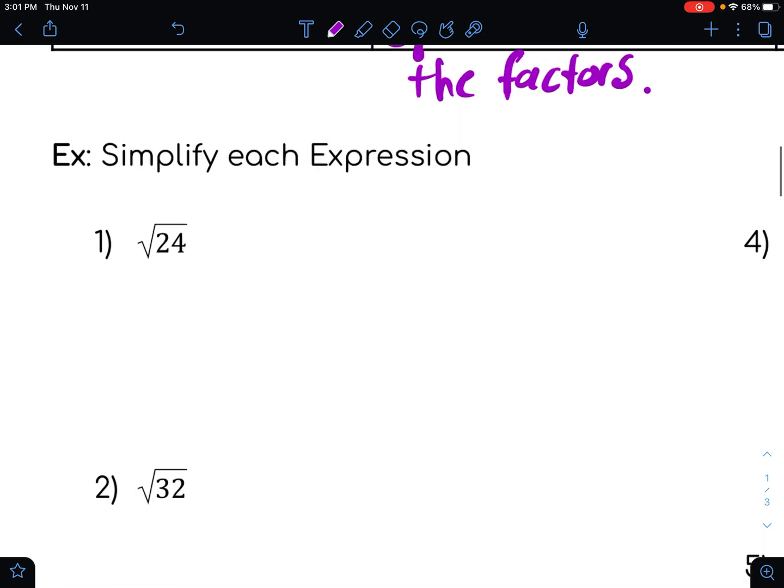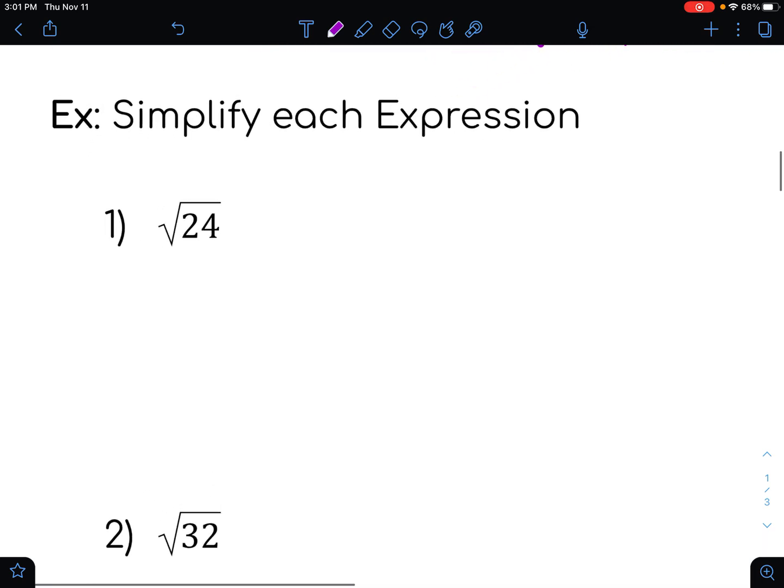So the main thing that you're looking for under the square root is any factors that are perfect squares, aside from 1, because 1 is a factor of everything and it won't really simplify anything. But we can think about the factors of 24.